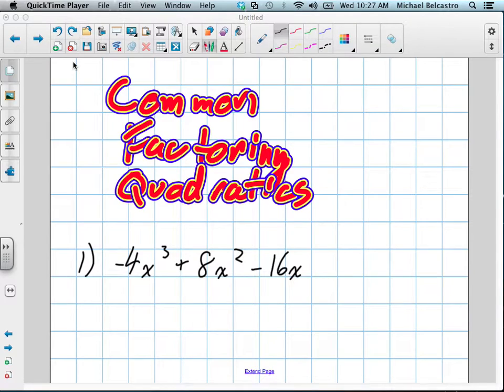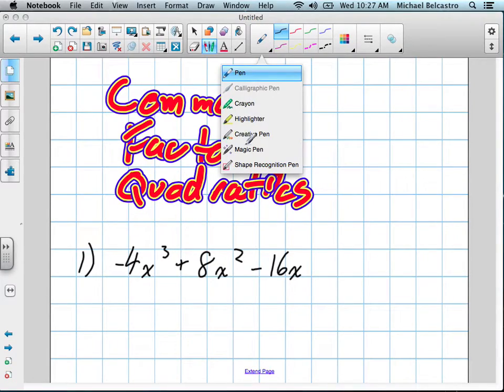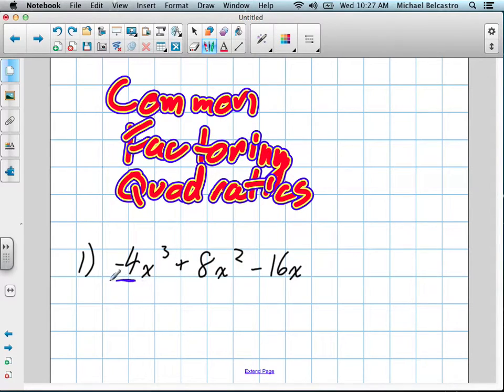This is a more difficult one. In fact, this one isn't even a quadratic. This is a cubic function. But let's go over just common factoring. Again, we just did an example of it. We're looking for the greatest common factor of all the coefficients.